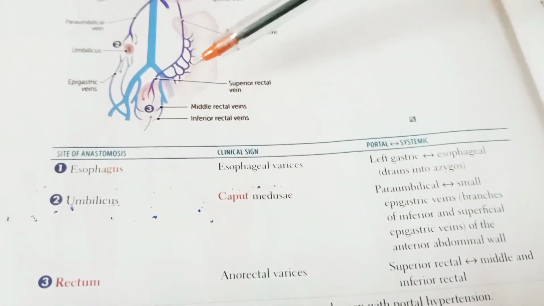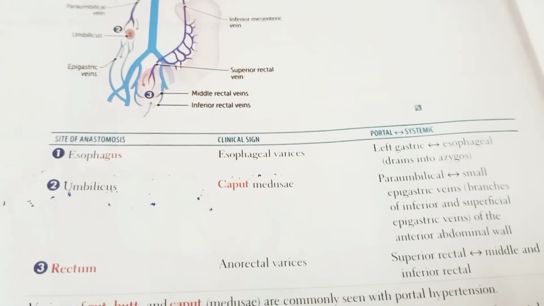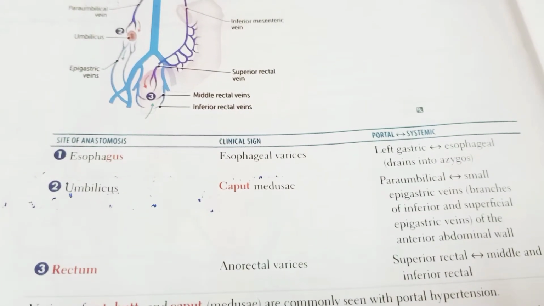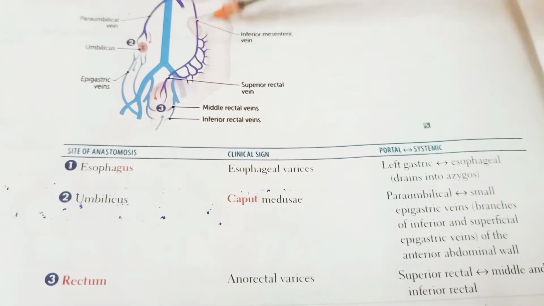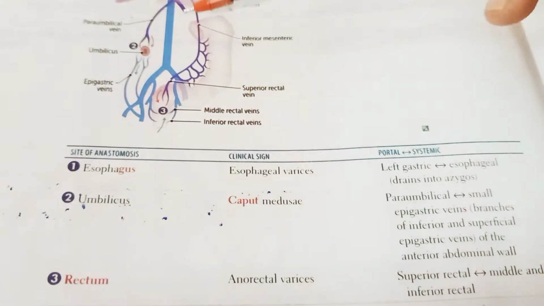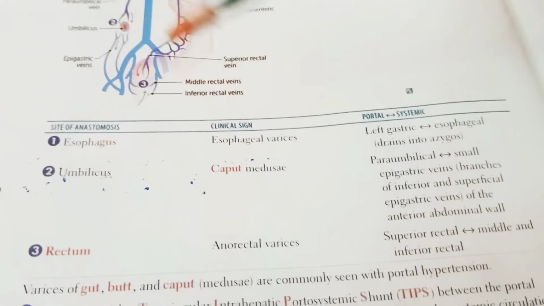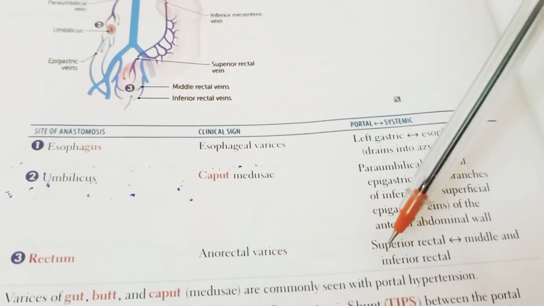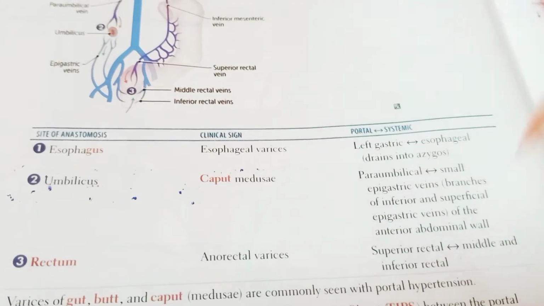Next, coming to rectum. In the rectum also this may happen, that is leading to anorectal varices. Anorectal varices is different from hemorrhoids or piles. That is different, and this is different. This is because of portosystemic tension, that is the tension from the portal veins is transferring to the systemic veins. That is here anorectal varices, because superficial rectal to middle and inferior rectal veins.